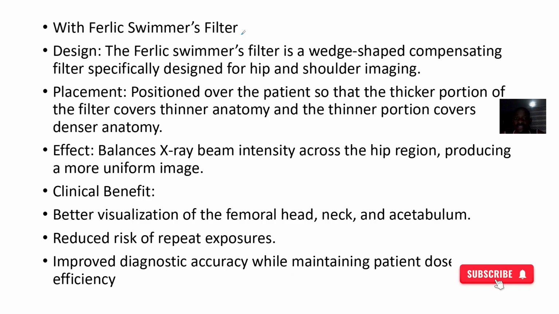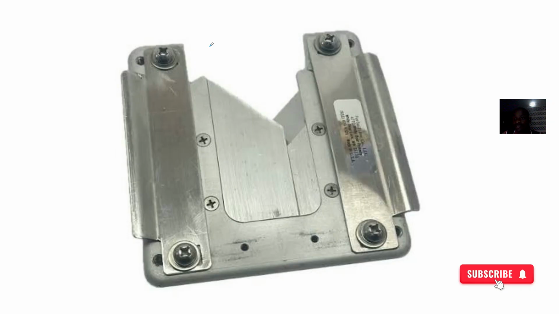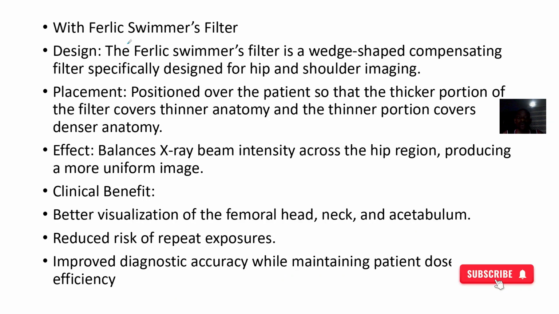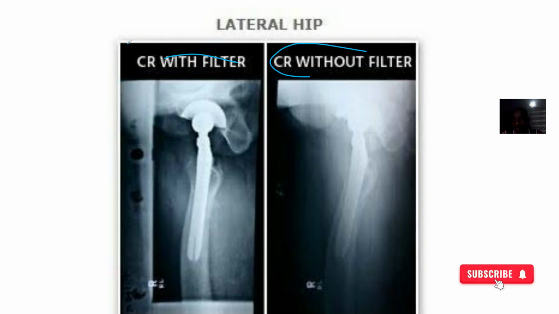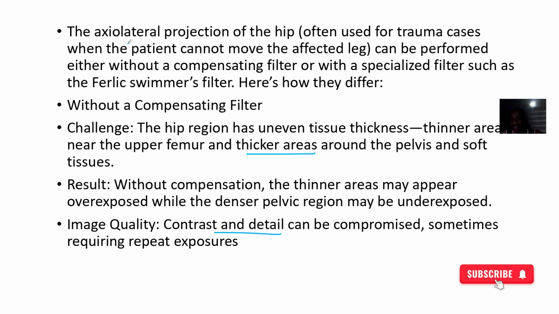With the Ferlic swimmer's filter, this is a wedge. It's also known as a wedge-shaped filter. It compensates, and it's mainly used for hip images and shoulder images. When you place it, you position it so that the thicker portion of the filter covers the thinner anatomical areas and the thinner portion covers the denser portions. So you now have a balanced exposure to the X-ray light. Therefore you have a brighter image. I don't know if you understand the gist.